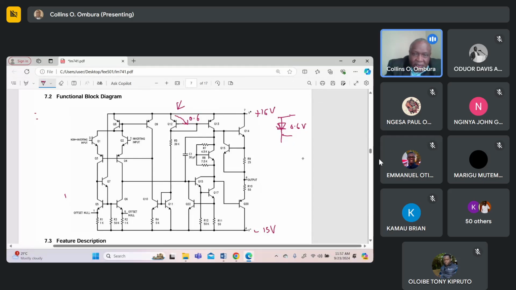So the current will pass through here. And there's another diode over here, Q11, all the way to the ground. So this will also just behave like a diode. So we got two diodes, and then you got your 39K, and you got your bottom diode, to minus 15 volts. So this bottom diode is Q11. This is your Q11. This is your Q12.